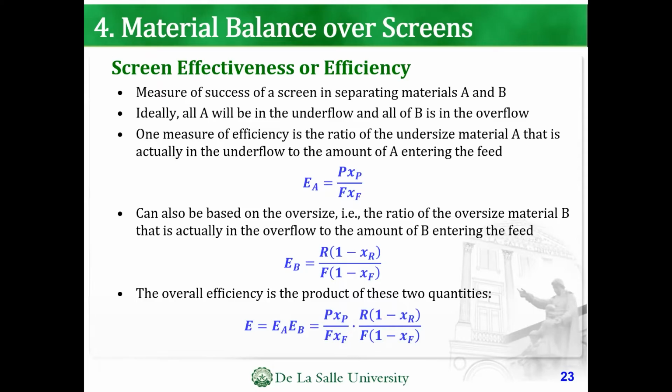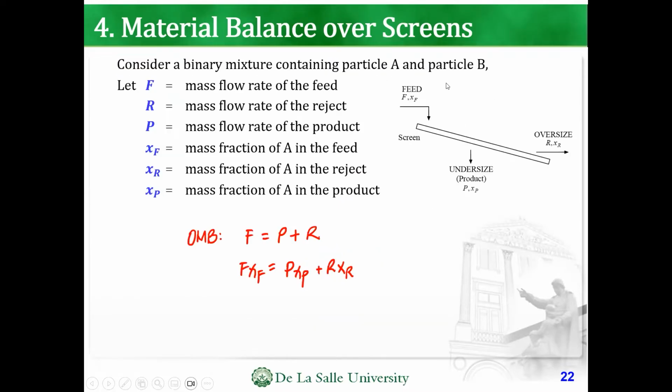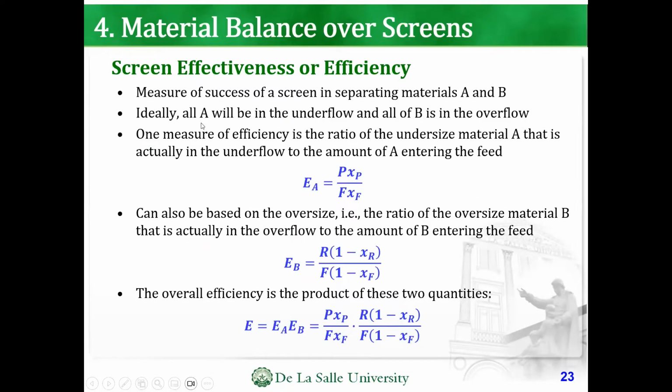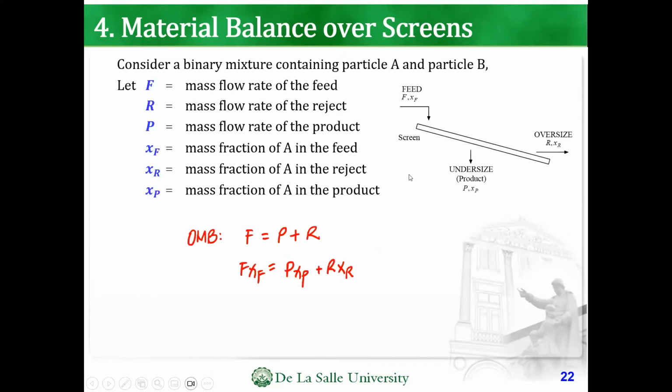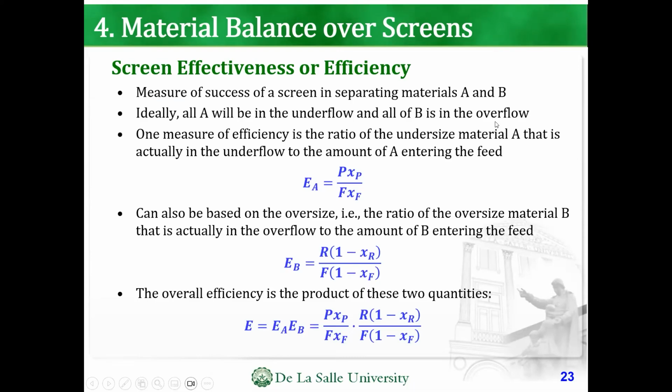So it's important to know, that's why you're using screens, how efficient the screens are. This screen efficiency or effectiveness is the measure of success of a screen in separating materials A and B. Typically, A is the desired, and B is the undesired or the reject. So ideally, A will be the underflow, the desired product, and B is in the overflow or the reject.